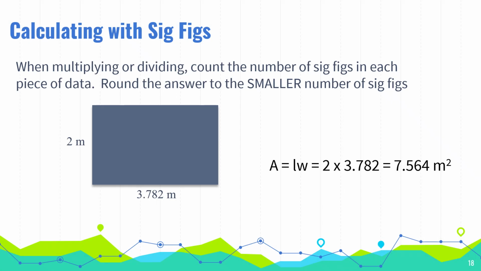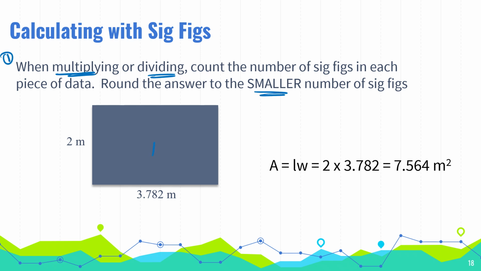One of the big challenges in chemistry is calculating with our sig figs. We've got 2 rules. Rule number 1, when we're multiplying or dividing, we're going to count the number of sig figs in each piece of data. Our final answer, whether we multiply or divide, is going to be rounded to the smallest number of sig figs.